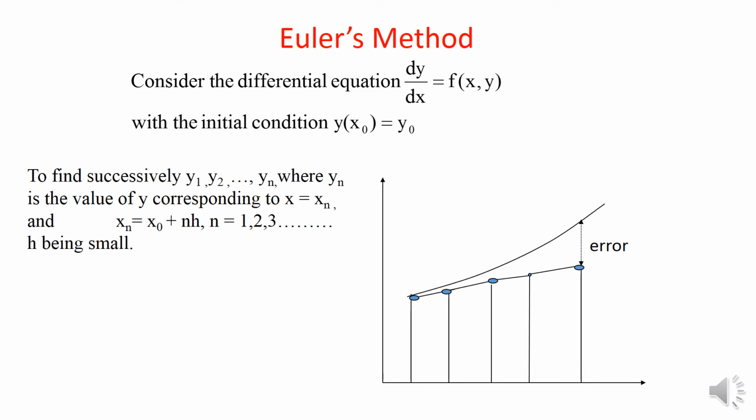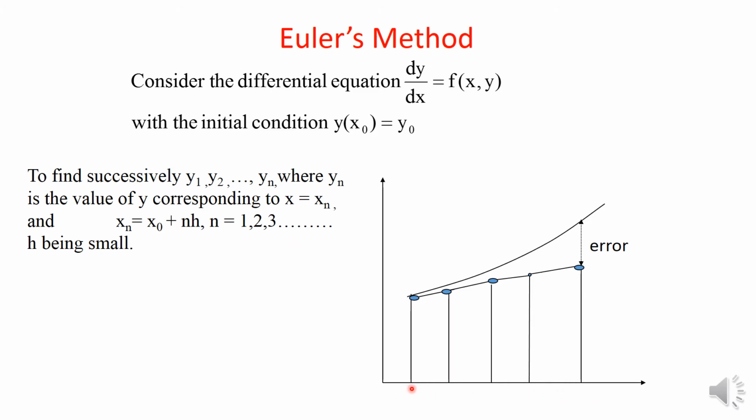So we find successively y1, y2, ..., yn, where yn is the value of y corresponding to x is equal to xn, and xn is equal to x0 plus nh, with h being a small value. So in this figure we can see this is the curve given to us, and we start with the value x0. This value is x0, and the corresponding value is y0.